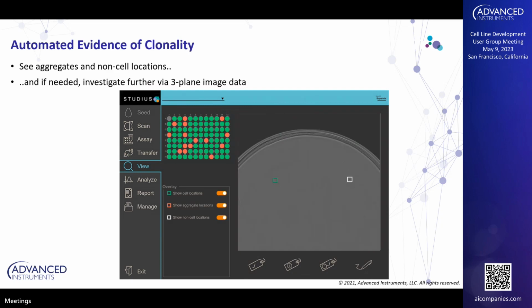And it is also sensitive enough to, because of the extensive training that we did, also pick up non-cell locations in the well here, indicated by this white box. So the scratches in the plastic, the debris, any sort of other non-cellular material will ultimately be picked up by the neural network in the automated evidence of clonality scan.